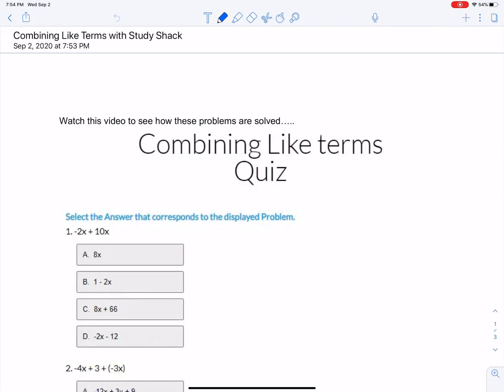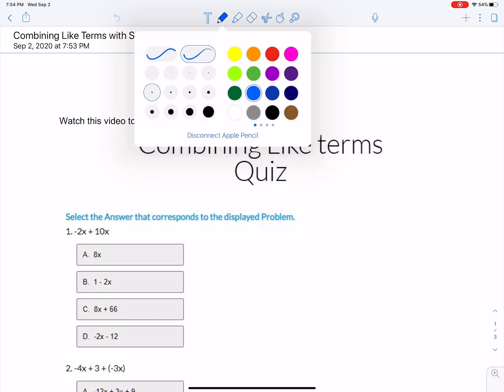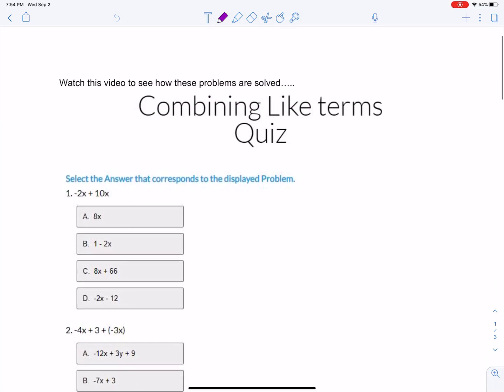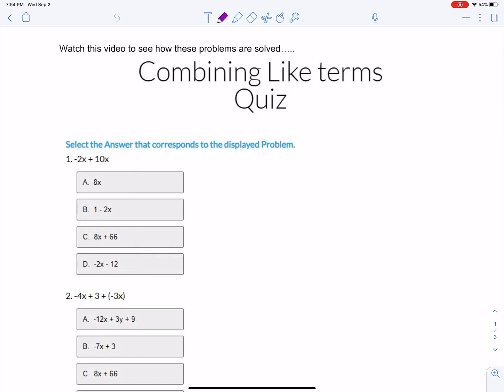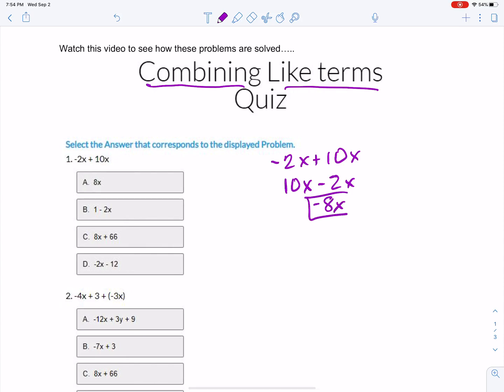All right, so like I told you, you should watch the video to help you complete this quiz correctly. So we're going to select the answer that corresponds to the displayed problem, and we are going to combine like terms. So I'm going to rearrange this so that it makes sense. See, I just moved, I kept the sign with it. The answer is 8x, so I check this box.